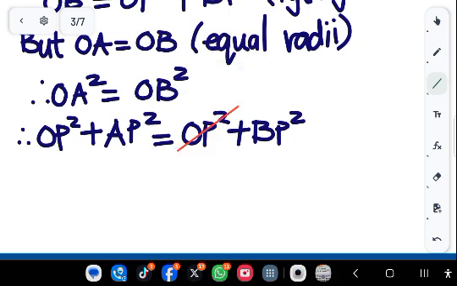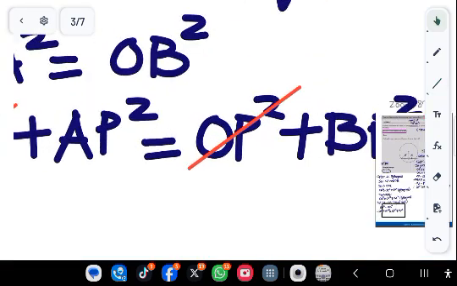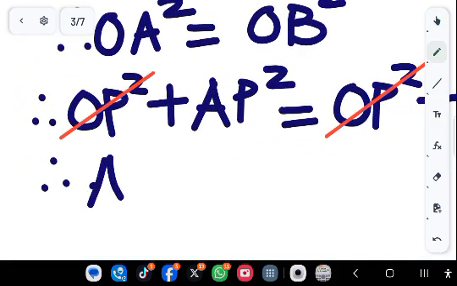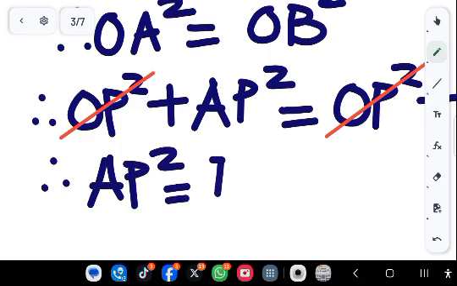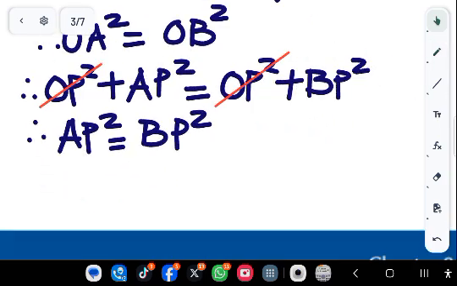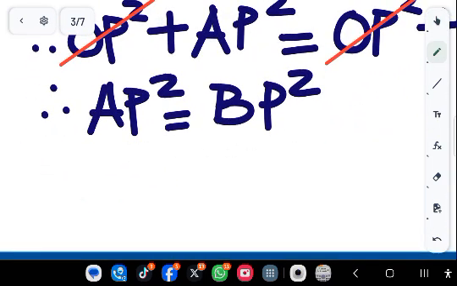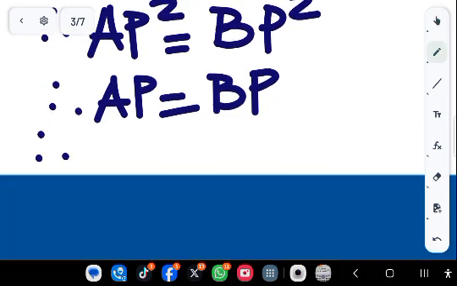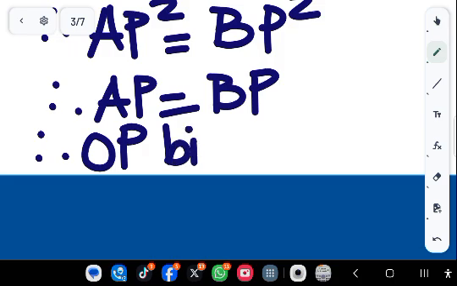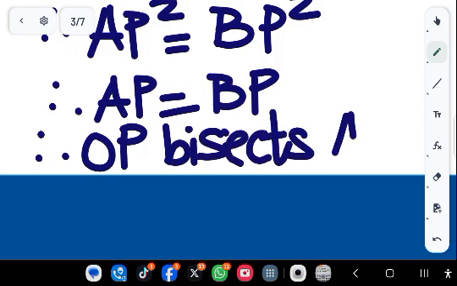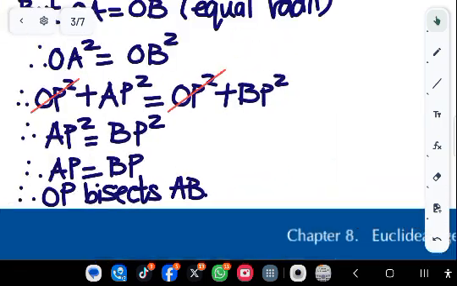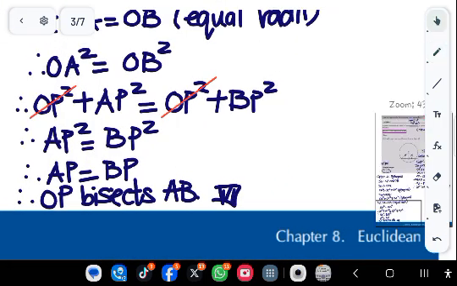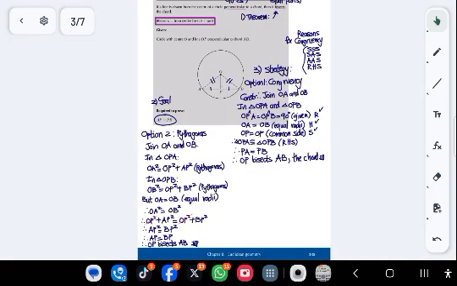Notice that these OP squared terms are identical, so they cancel each other out. That leaves you with AP squared equals BP squared. Now, if AP squared equals BP squared, the square roots of these are also equal. Therefore, AP equals BP, meaning that OP bisects AB. And that's how you prove it.